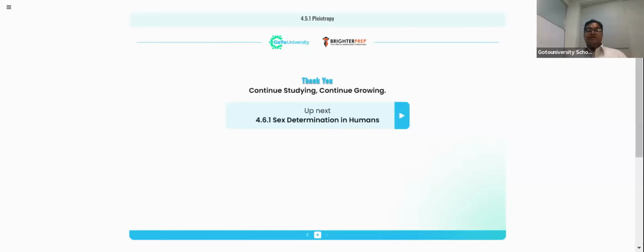Before entering into sex determination in human, in yesterday's class, I already told you the male symbol, transgender, and female are all represented with different symbols. For example, I am saying this as a male, and this as a female. Together it's called transgender, right?